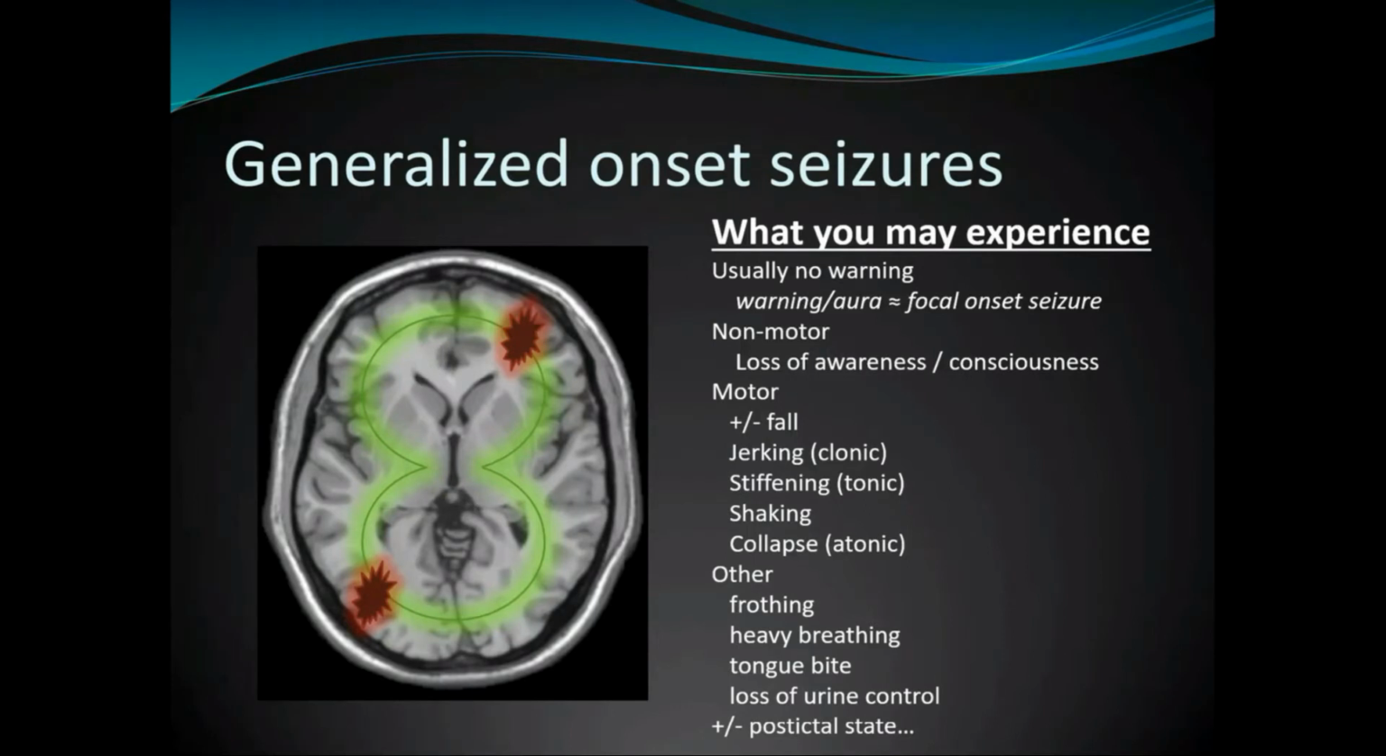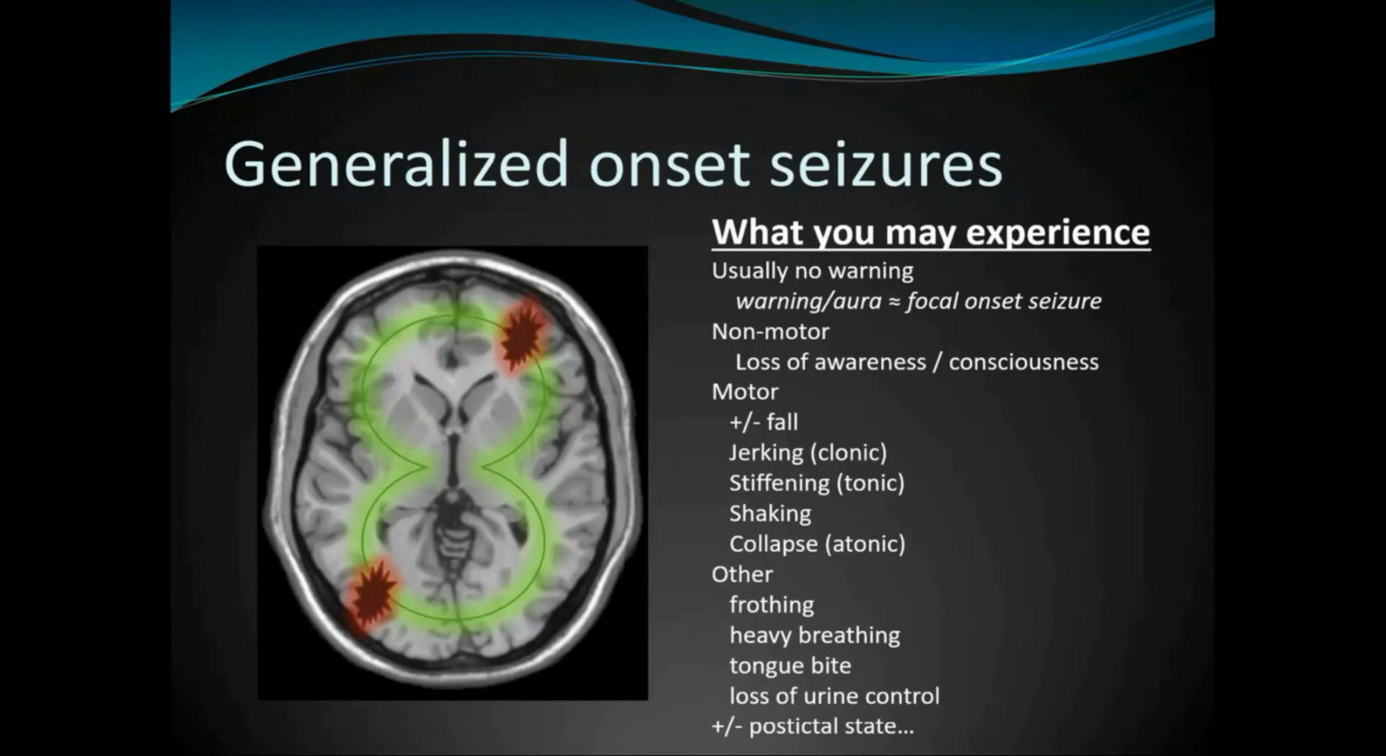With generalized onset seizures, again, there's usually no warning, or there's something vague, like dizziness or a warm feeling. The other features of a generalized onset seizure can be non-motor or motor, as we mentioned earlier. The non-motor aspect is loss of awareness, and it may simply be a loss of awareness episode in the case of absence seizures. I'll show you a video a little later to get a sense of what that means.